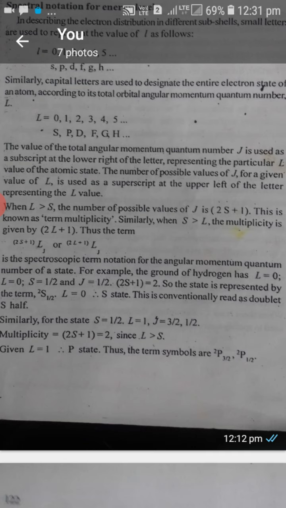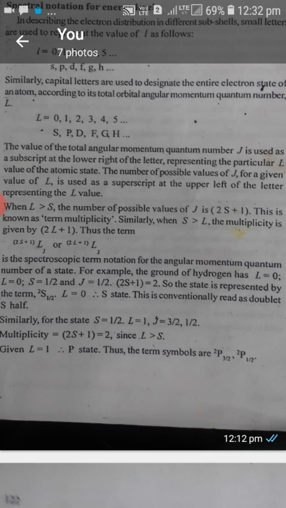Next, for the state with S equal to half and L equal to 1. L equal to 1 means the possible values of spin are plus half and minus half. Therefore J can be written as L plus S, that is 1 plus 1/2, which is 3/2. Then L minus S, that is 1 minus 1/2. Therefore J has two values, 3/2 and 1/2.